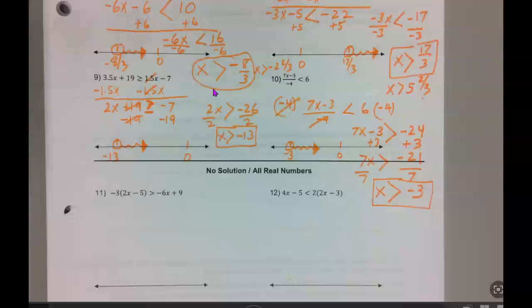Okay? Now we'll do these last 4, and when I get back, I'll do the word problems with you. We might get time to do them, but they're not that bad.